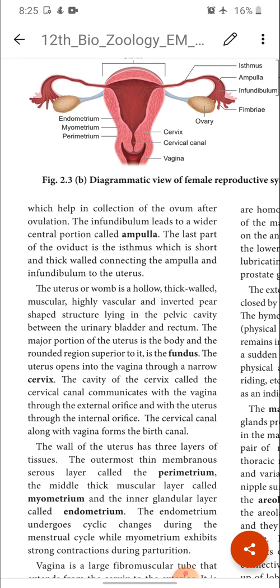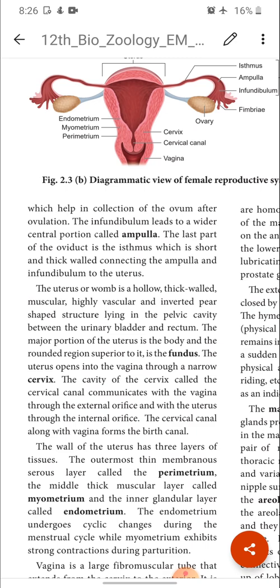When ovulation takes place, the Graafian follicle matures and releases the ova into the fallopian tube. This ova is collected by the fimbriae of the infundibulum and enters into the fallopian tube. The next one: the infundibulum leads to a wider central portion called what? Ampulla. So the infundibulum leads to a wider portion of the fallopian tube called the ampulla.